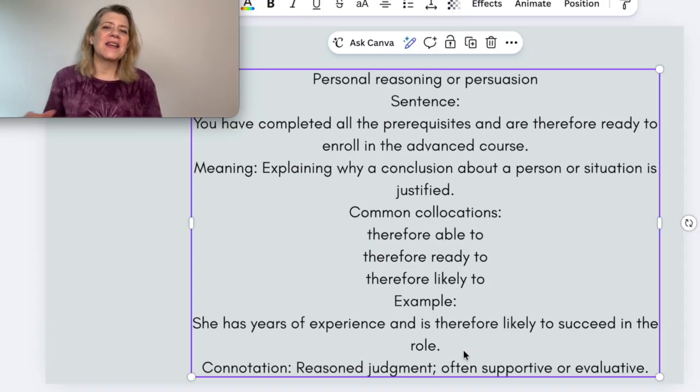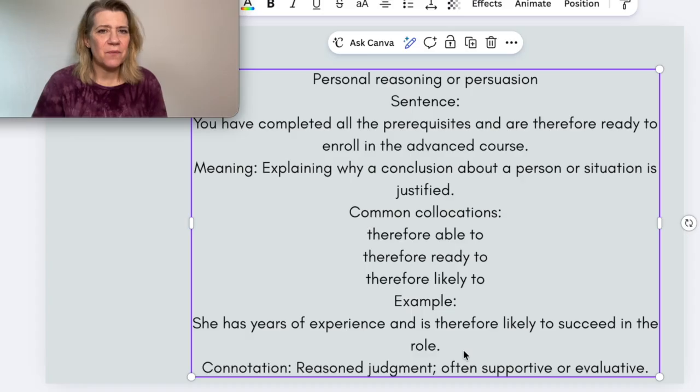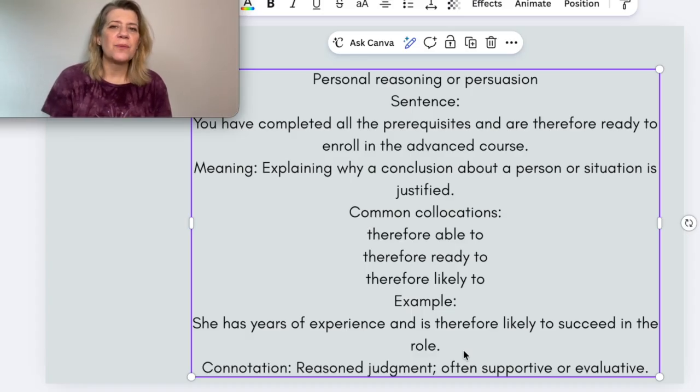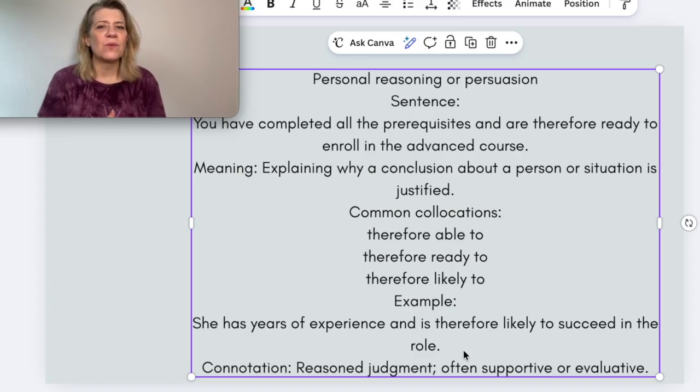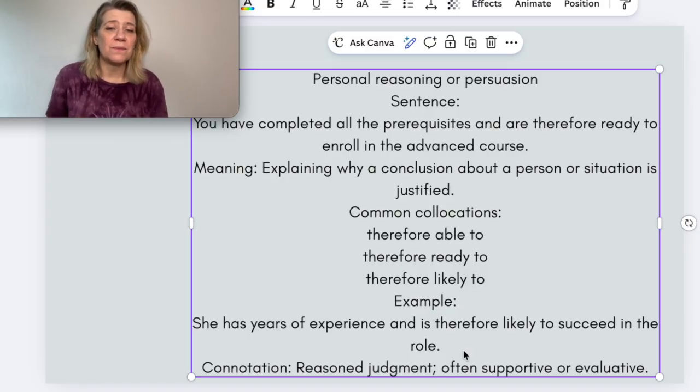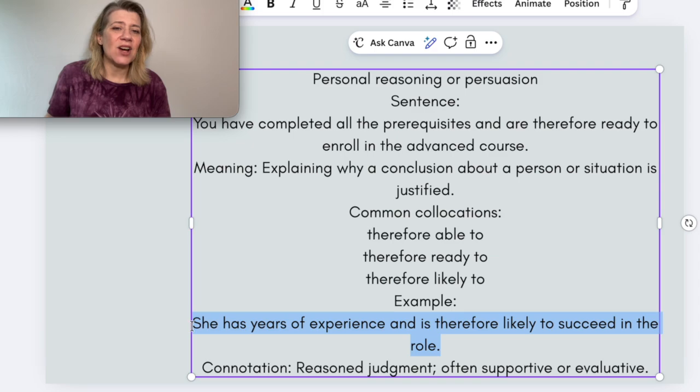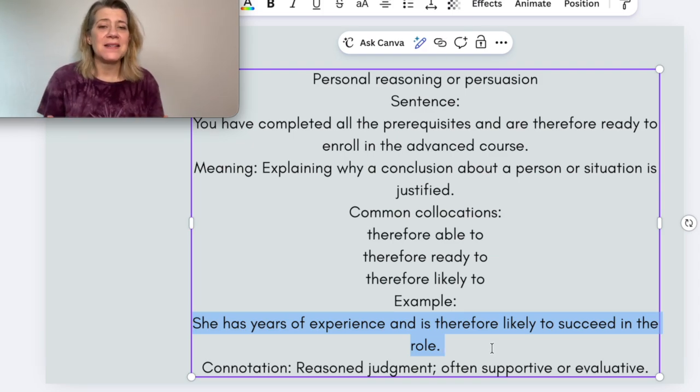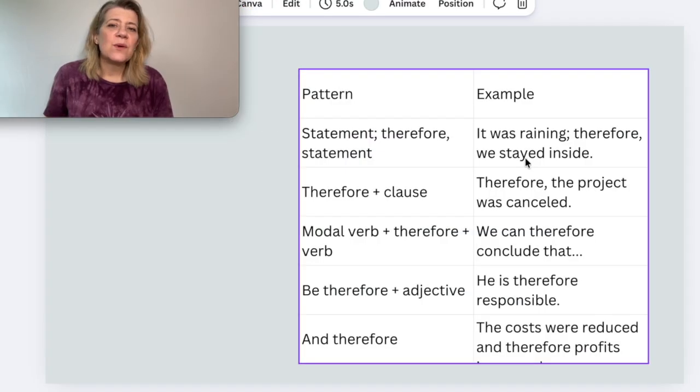Therefore can be used in a very persuasive way. We have completed all the prerequisites and are therefore ready to enroll in the advanced course. So this explains a conclusion. She has years of experience and is therefore likely to succeed in the role. It's a conclusion based on something in the past, so cause and effect. It was raining, therefore we stayed inside. So we can use it as a statement.